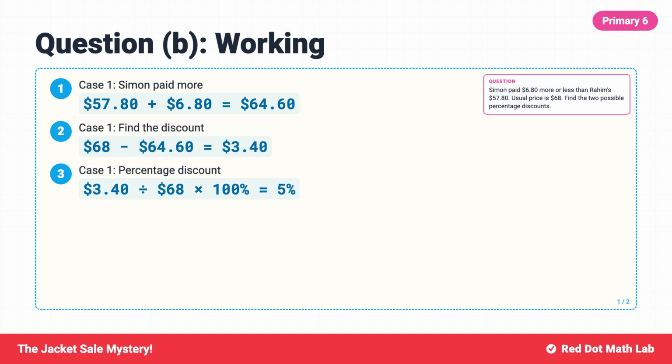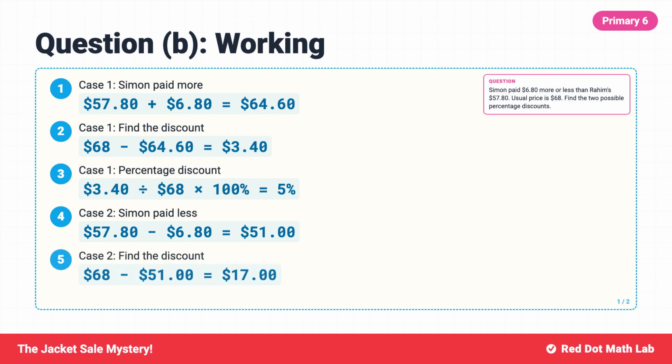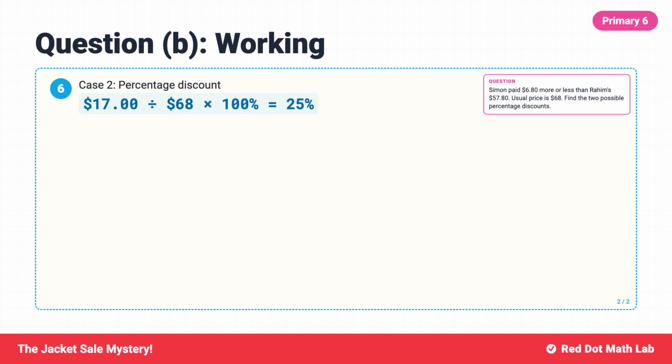Now for case 2. If Simon paid less, he paid $57.80 minus $6.80, which equals $51. His discount is $68 minus $51, which equals $17. $17 divided by $68 times 100% equals 25%. So in case 2, Simon received a 25% discount.